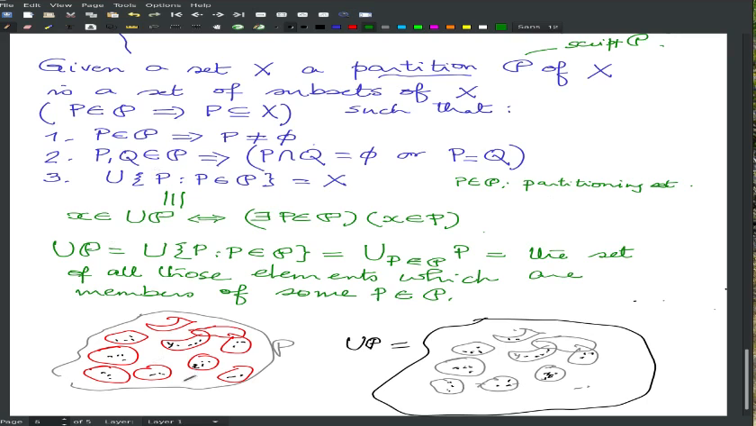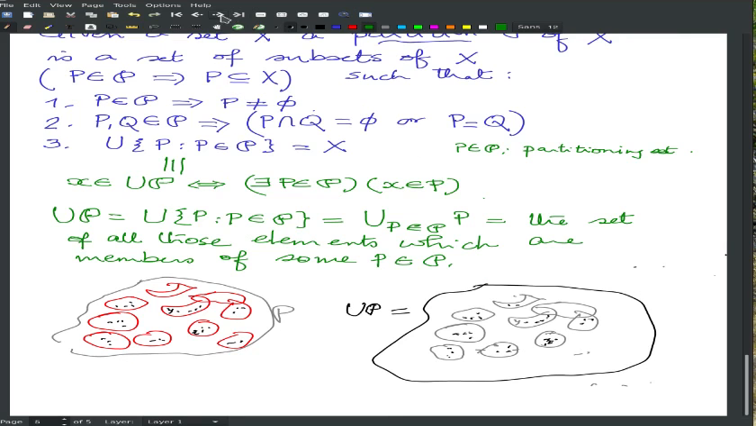So any two partitioning sets, firstly, every partitioning set is non-empty. So that's the first thing. Okay? It says any two partitioning sets, they are either the same or they are disjoint. And this one is saying that if you take the union, it's all of X. That means any member of X belongs to some partitioning set. So this is what a partition is about.